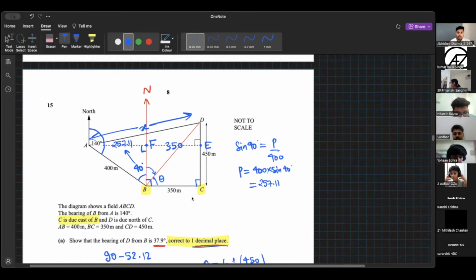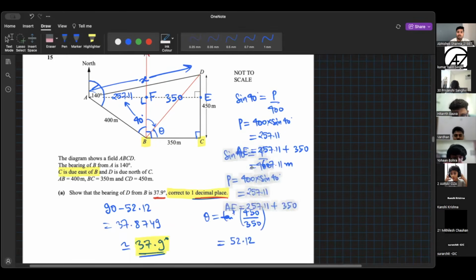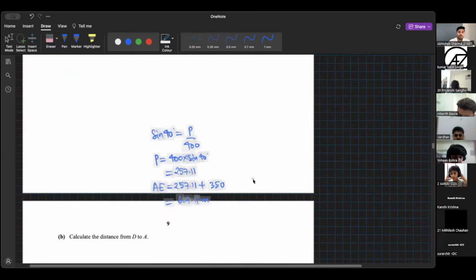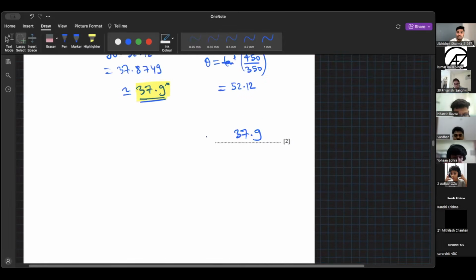So we will write down AE separately. AE is basically 257.11 plus the additional 350. So 257.11 plus 350, and my answer is 607.11 meters. Now, I'm keeping this answer separately here, because it is required. This we have calculated. We still have to find DE, right?